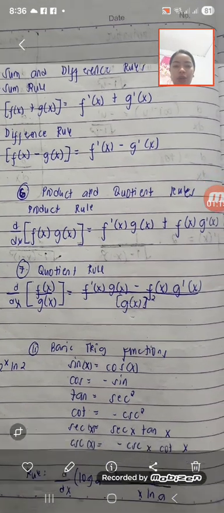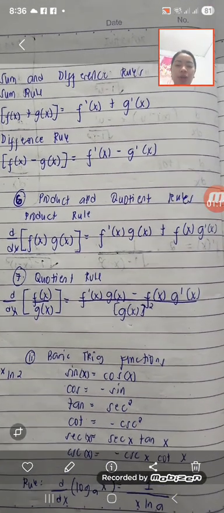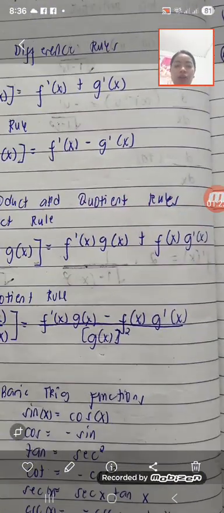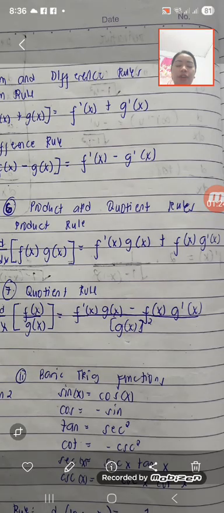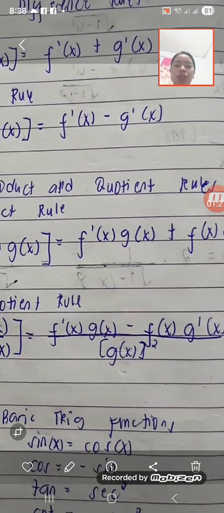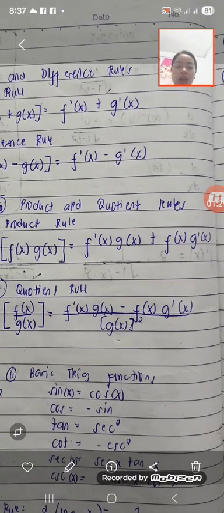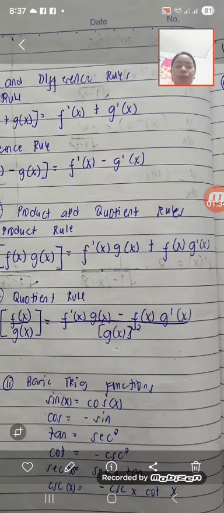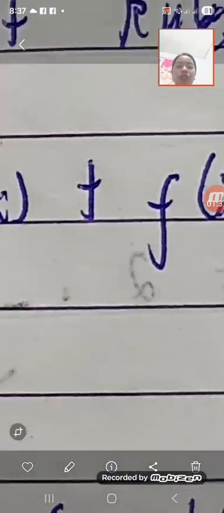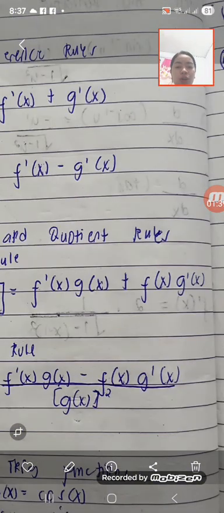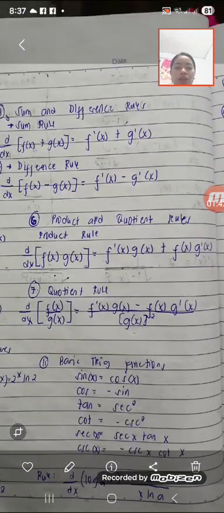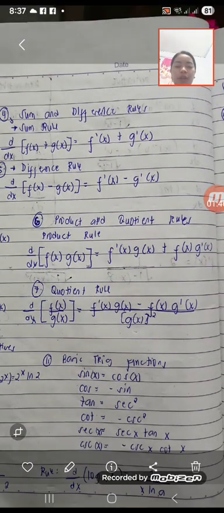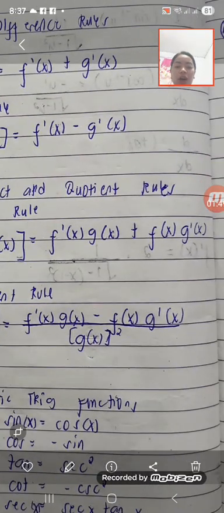For product and quotient rules, for product rule, if you're given an item like this, you just need to use this formula. The first thing you need to do is, of course, to have the derivative of the first function multiplied by the second function, and you just need to add. Always remember that in product rule, you need to add them, not subtract, unlike the quotient rule. So add them to the first function and the derivative of the second function.